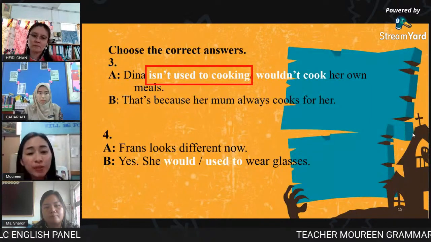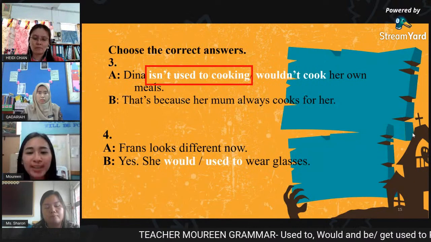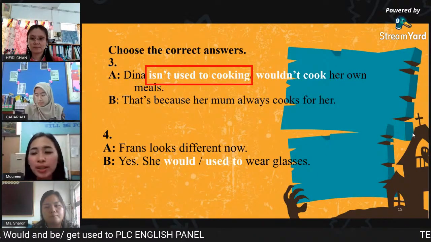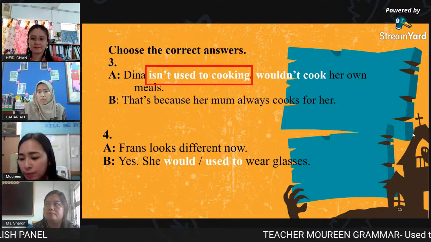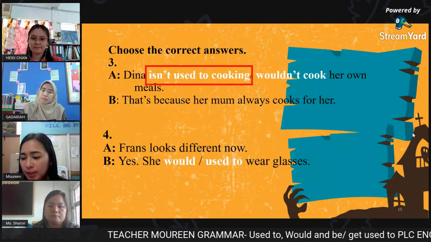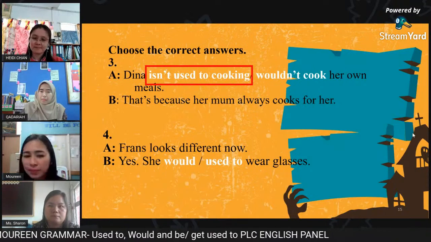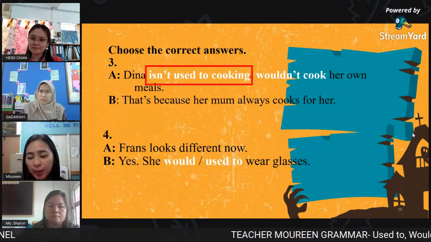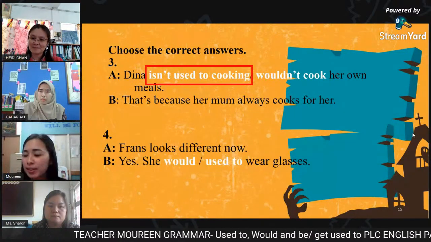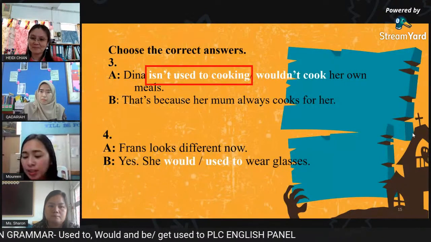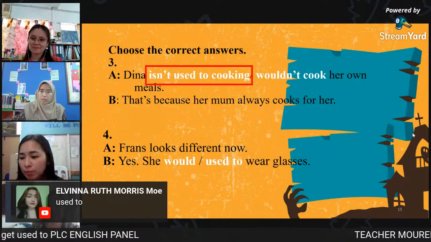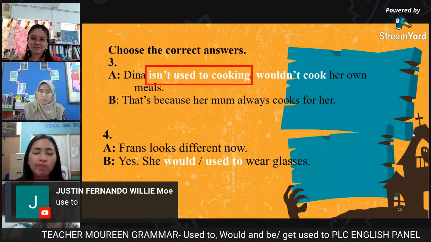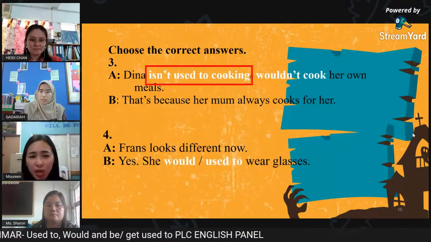France looks different now. Yes, she would or used to wear glasses. So answers, class. Okay, write on your piece of paper and also post in the chat box. Badrun, fast answer. Used to, he said. Bradley said would. She used to. Mostly answered used to. Ingat bila kita guna would, bila guna used to. Dalam konteks ini, which one is more suitable?